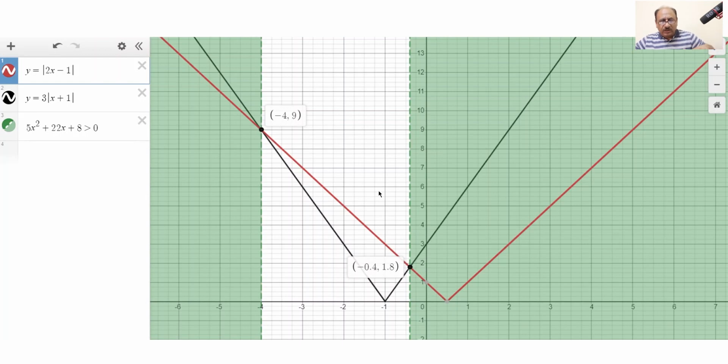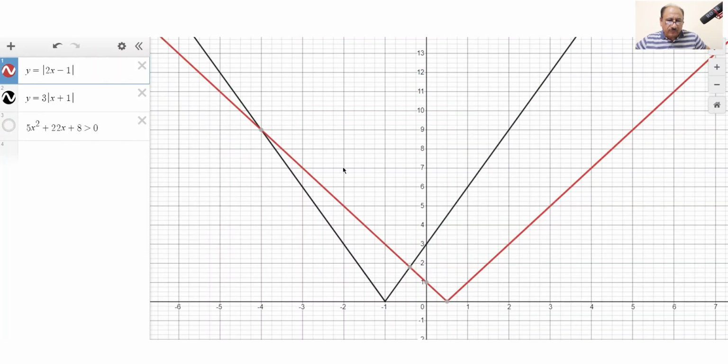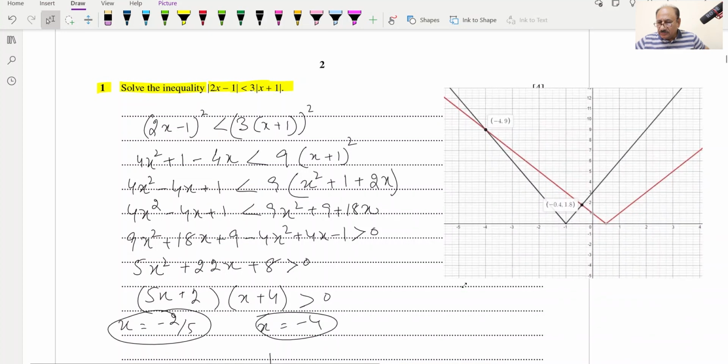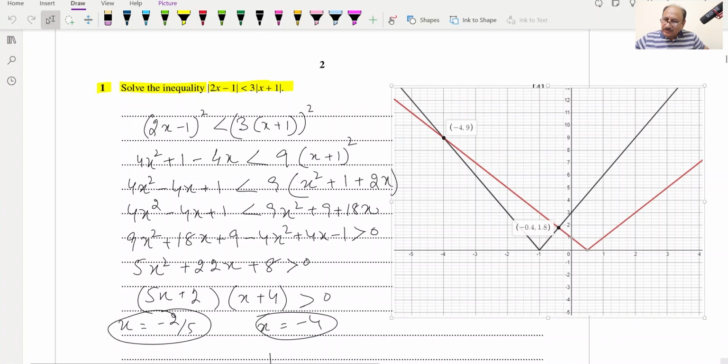And now I'll switch back to the question, where I have copied this curve also. I will show you from there. This is the graph which I have sketched in the same software, and I have inserted it over here for you, and you can see this is one graph which is 2x, this graph is 2x minus 1 mod, and the other graph is 3. The black one is 3 mod of x plus 1 mod. So these are the graphs, and you can see this is the point, minus 0.4 x value.